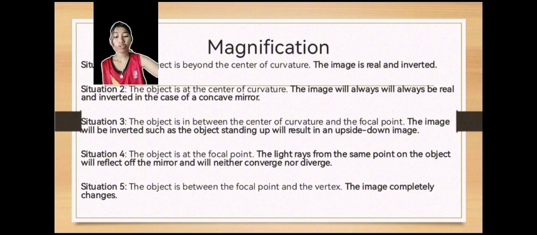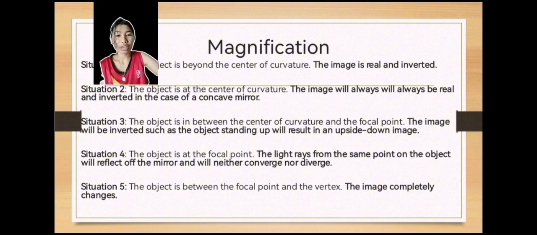So next, in situation 4, the object is at the focal point. Here, no image is formed. The light rays from the same point on the object will reflect off the mirror and will neither converge nor diverge. After the reflection, the light rays will travel parallel to each other and will not result in the formation of an image.